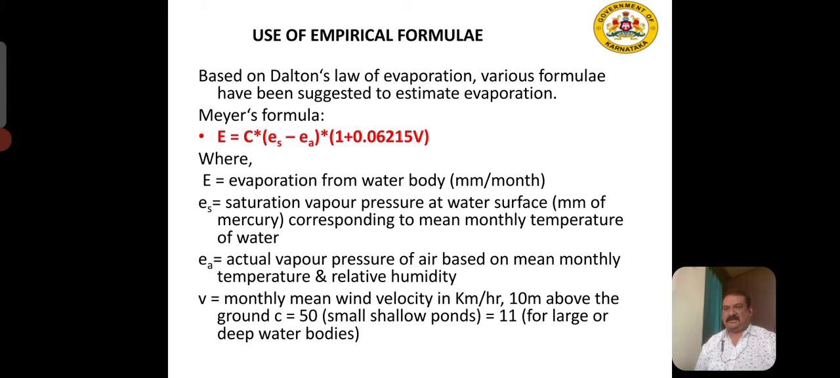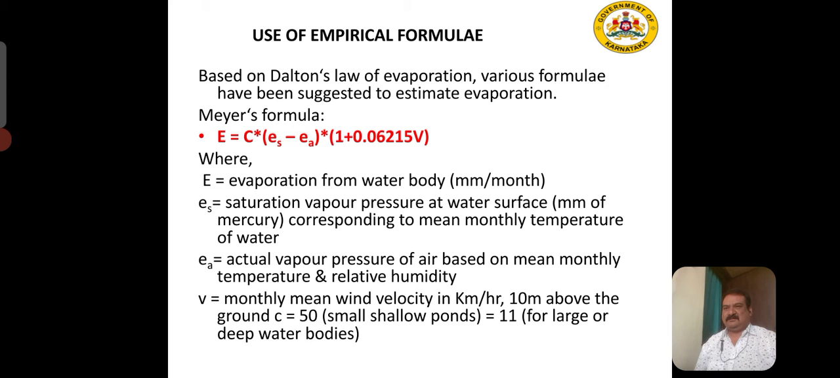ES is saturation vapor pressure at various surface. EA is actual vapor pressure of air based on mean monthly temperature and relative humidity. V is monthly mean wind velocity in kilometers per hour, 10 meter above the ground level. C is equal to 50 for small shallow ponds and 11 for large or deep water bodies.